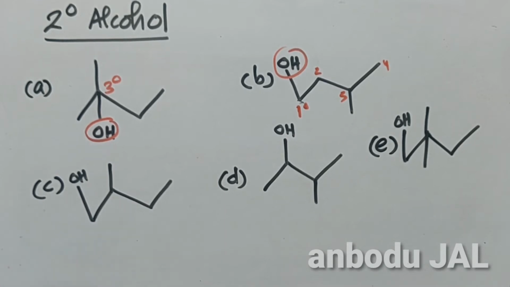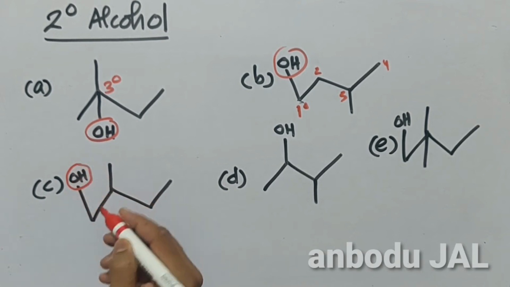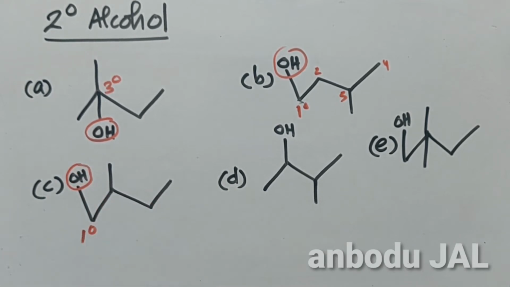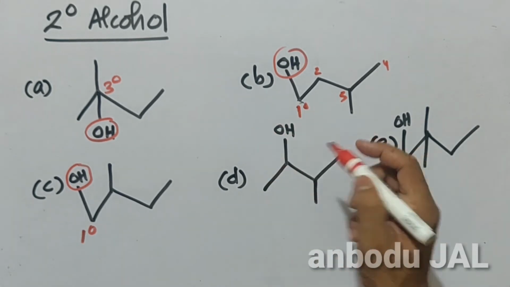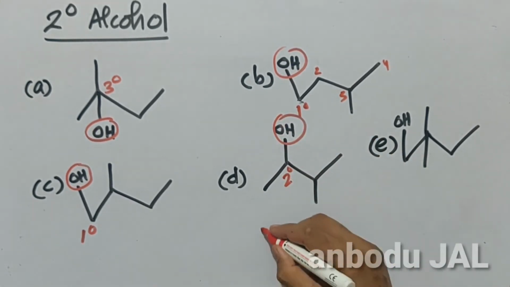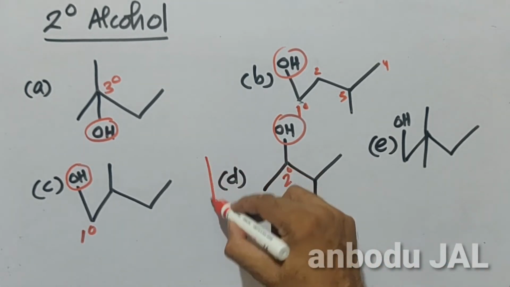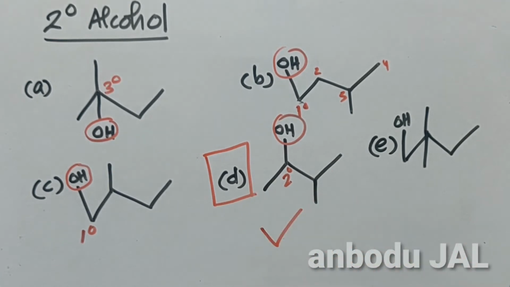The next option is 2-methyl-butan-1-ol. Here also OH is attached on a primary carbon, so this is an example of a primary alcohol. Now in option D, 3-methyl-butan-2-ol. Here OH is attached on a secondary carbon, so this is an example of a secondary alcohol. The answer for the question is option D.